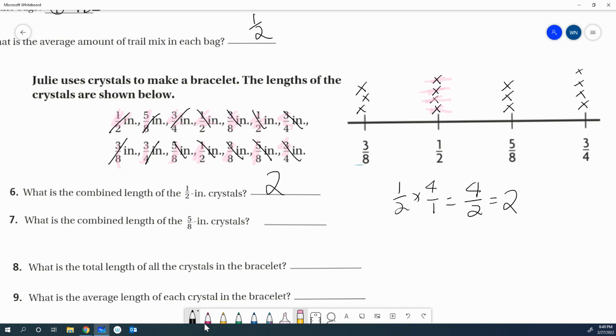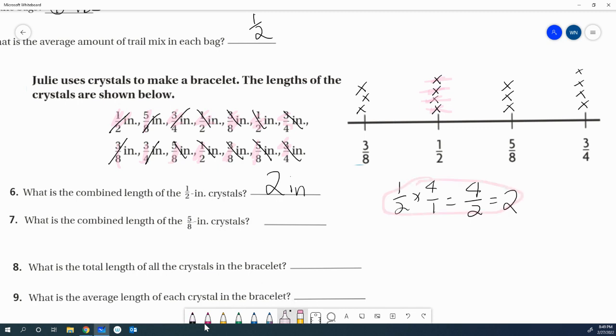Pretty easy there, 2 inches. What is the combined length of the 5/8 inch crystals? That one's going to be a little bit more complicated. I think it's going to be easiest if you multiply. So make sure you're using the setup I did up here for you.